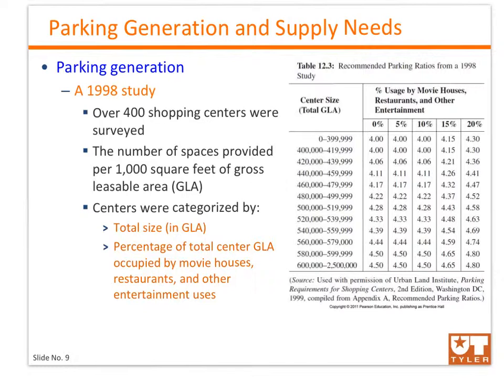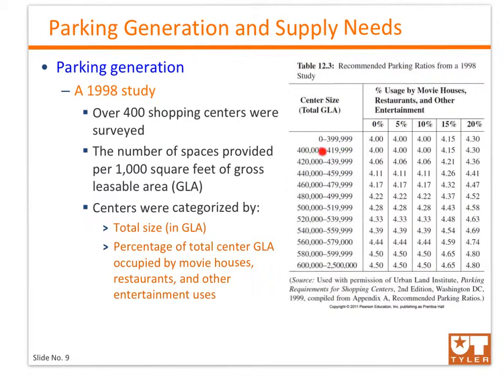So it's very interesting here in this study that they are not just depending on the GLA, they are also saying that if a percentage of the center is occupied by movie houses or restaurants, then the parking generation or the parking supply has to increase. So let's take a look at the table here and see if this really applies. This is table 12.3, and here, for example, let's pick a center size equal to 400,000 GLA.